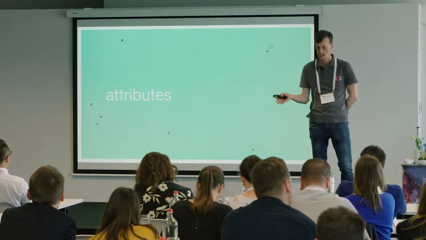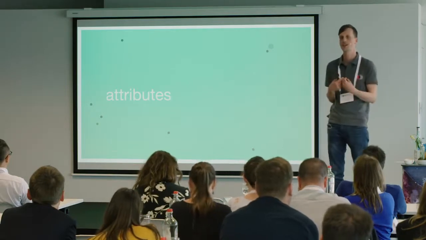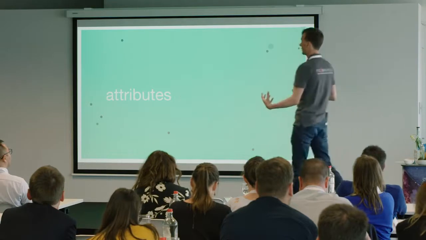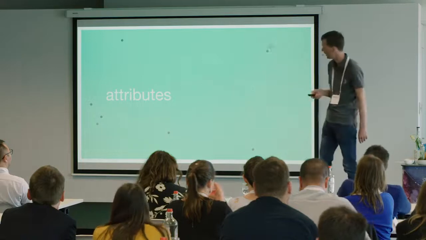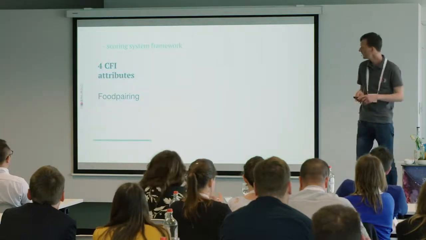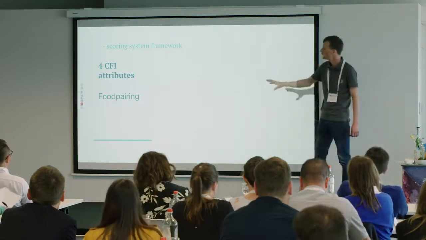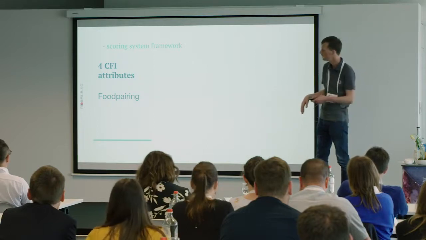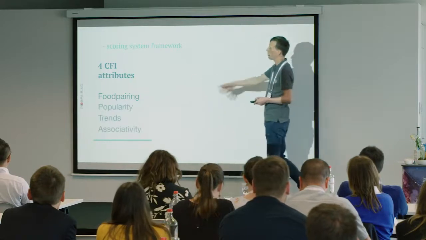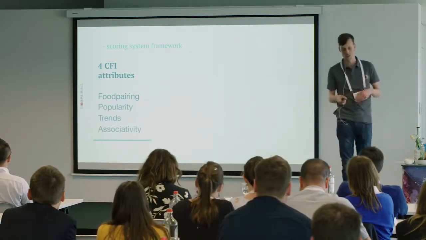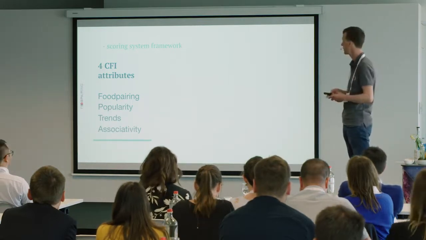So one is about the data, the other one is about the attributes. So what are the attributes that we extract from all this data? You know already trend is one of them, but there are much more attributes that we extract. There are four main CFI attributes which are used in a basic model: the food pairing match, popularity, trending, and associativity. I will go through all those four attributes so you understand what they mean.